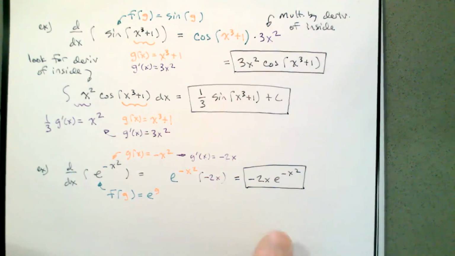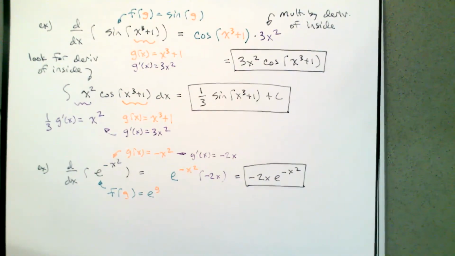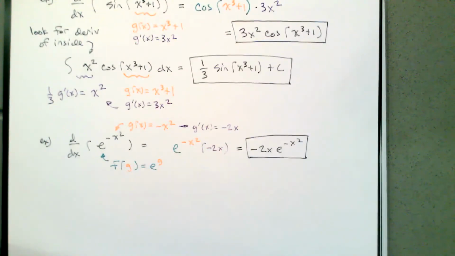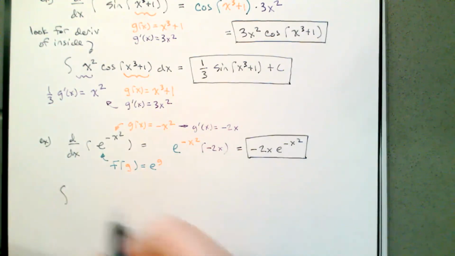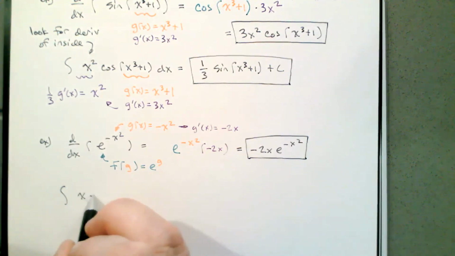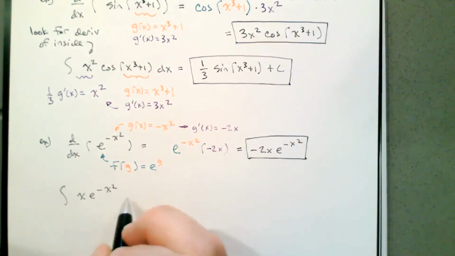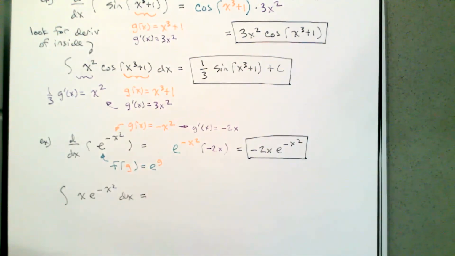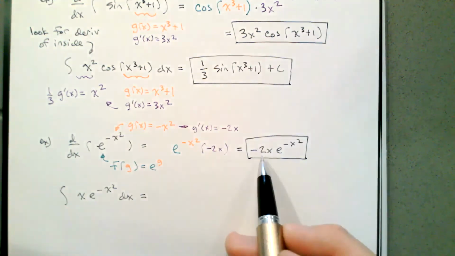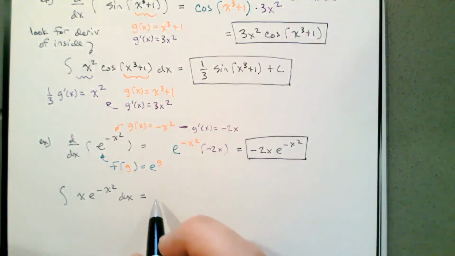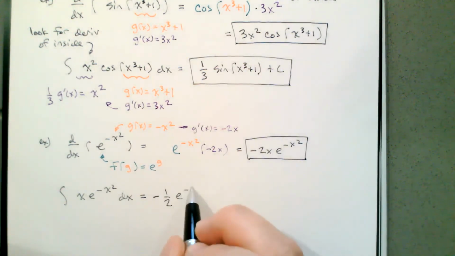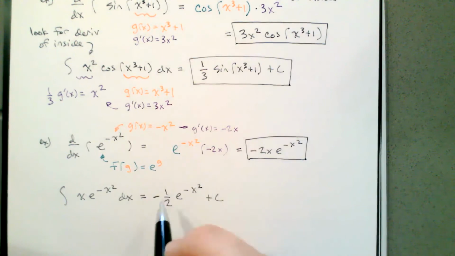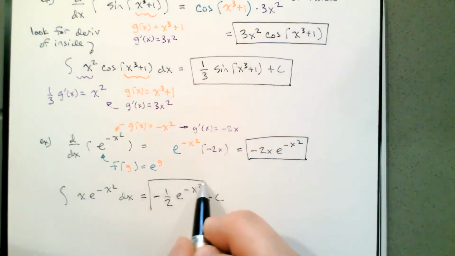This means that if we're going to integrate minus 2x e to the minus x squared, we should get back to e to the minus x squared. So the integral of x e to the minus x squared dx, since I've dropped off a factor of negative 2, I'm going to have to multiply both sides by a negative 1/2. Let's see where that negative 1/2 comes from.